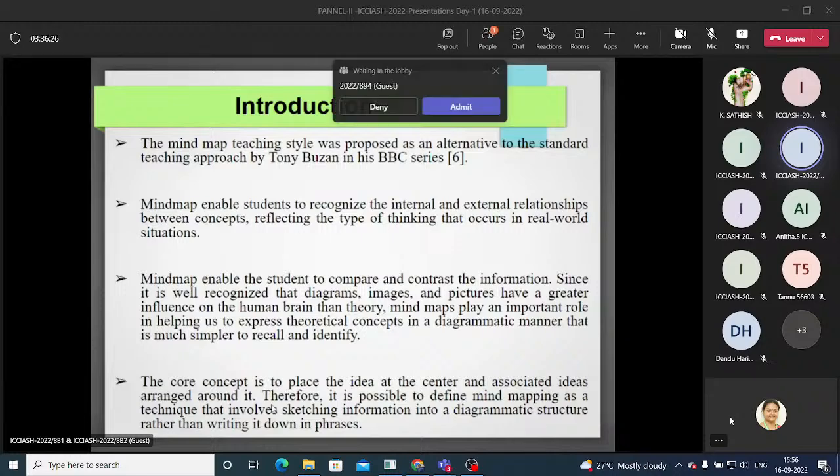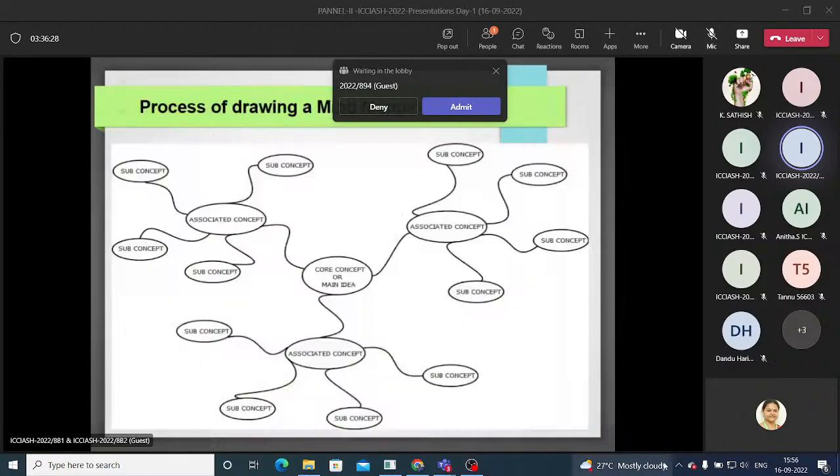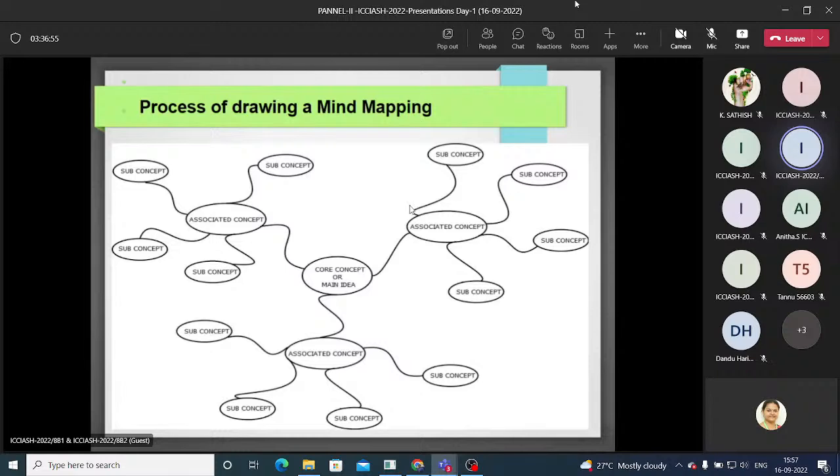So first of all, let me show you how it is going to be drawn, right? For example, if you see here, the core concept or the main idea I have drawn centrally, right? And then we are going to use associated concepts that are related to this core concept or main idea, which we draw as branches of this main idea. So if you see here, I have 3 sub branches which come up from this main idea. And after that, I have again bifurcated these associated concepts into sub concepts, right?